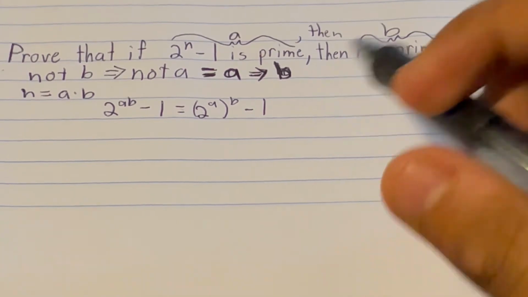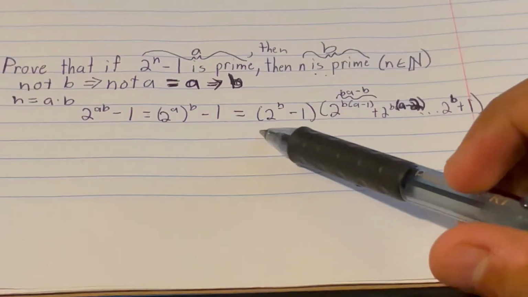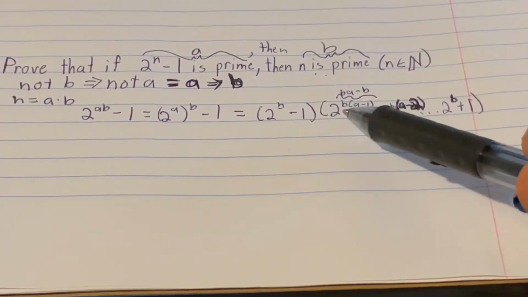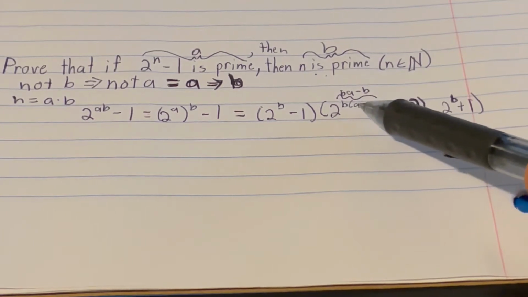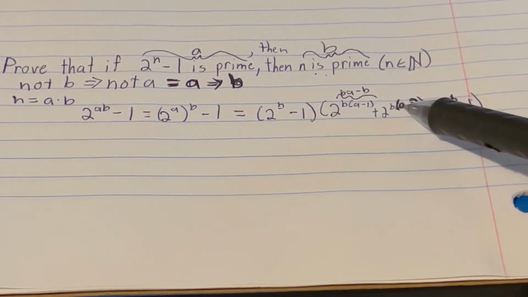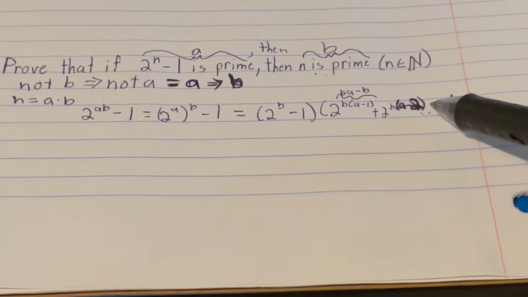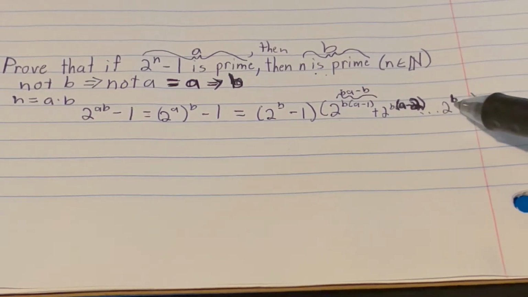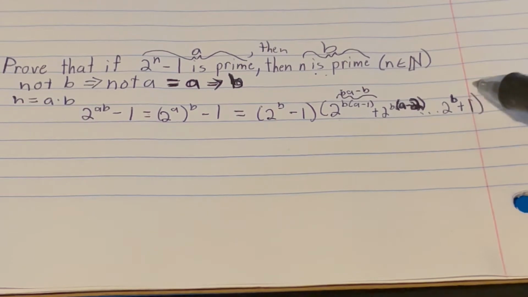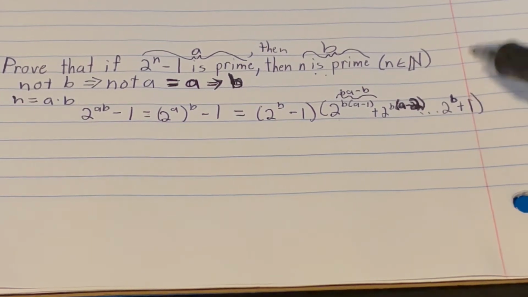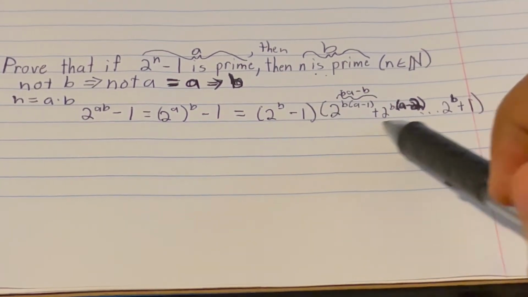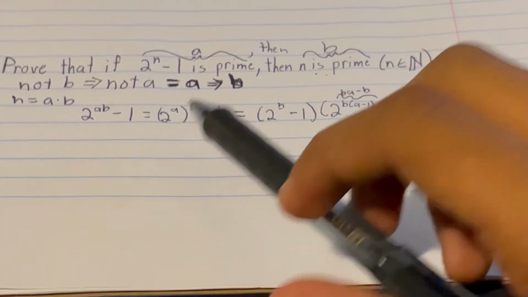Well, now we can rewrite this as 2 to the power of b minus 1 times 2 to the power of b times a minus 1, plus 2 to the power of b times a minus 2, plus 2 to the power of b times a minus 3, all the way to 2 to the power of b, and then 2 to the power of 0, or just 1. Now, first of all, why is this expression equivalent to this expression?